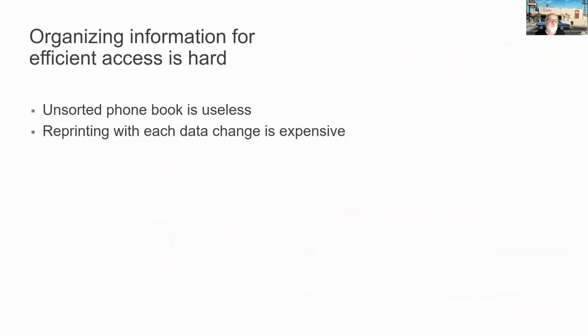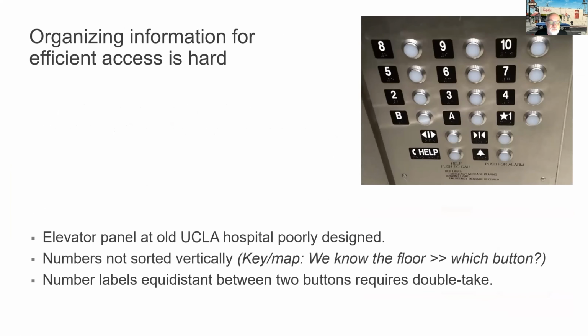So that goes back to information storing for easy retrieval, right? An unsorted phone book is quite useless, and reprinting with each data change is also expensive. Sometimes people are crazy the way things are arranged.